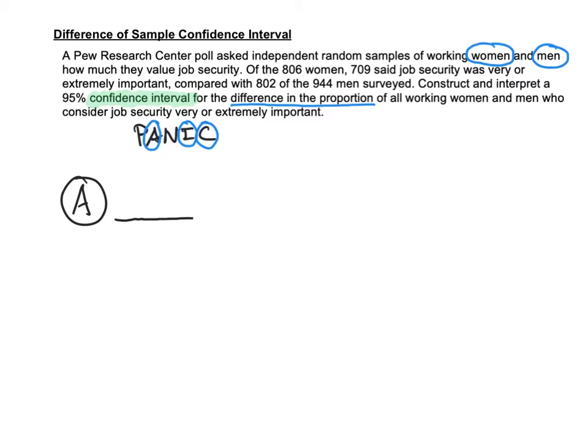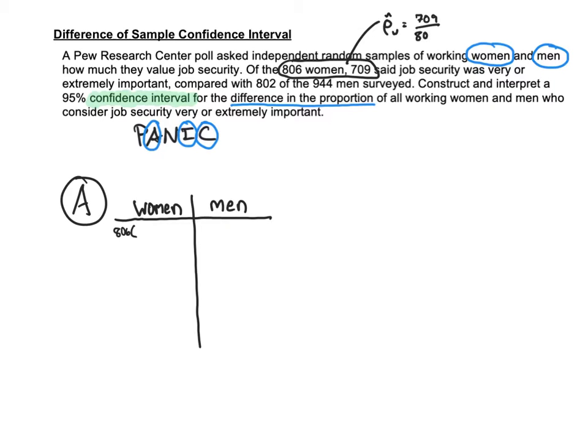So I like to create a T-table. Okay? So I'm going to have my 2 populations. That's my women population. That's my men population. Okay? And then we are going to go for it, right? Here we go. Women. Here are the 2 important numbers. So in 806 times p hat, I better figure out a p hat on this right here. So p hat women is equal to 709 divided by 806.